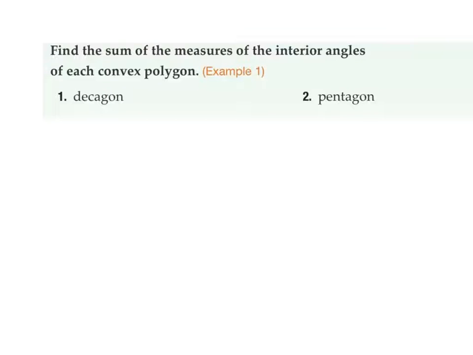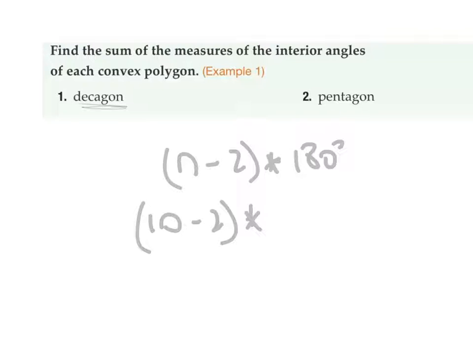Okay, so let's have a look at example 1. We've got a decagon. Again, using the same format that you've just been given, which was n minus 2 in parentheses, and you're going to multiply that by 180 degrees. A decagon is a 10-sided figure, so 10 minus 2 multiplied by your 180 degrees. So 8 times 180 degrees, that should give you 1440 degrees.